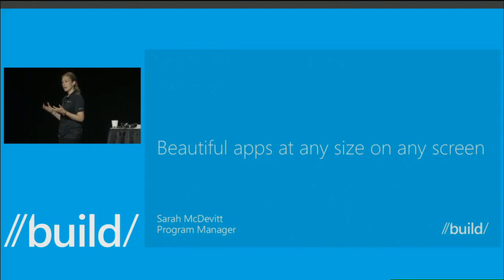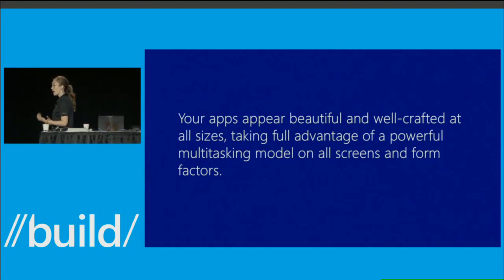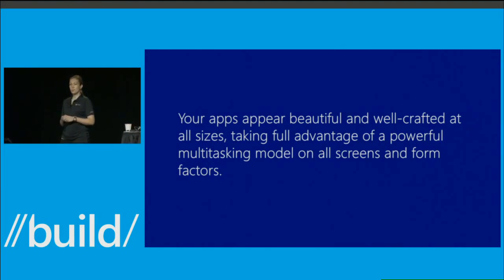And that, of course, is a combination of the new multitasking model in Windows 8.1, giving people a lot more flexibility about getting the content they want on screen, and the new high-resolution and new form factor devices that are being produced for Windows. So making this combination great depends on enabling our app developers and all of you to make your apps great within this system. So the goal here is that your apps are well crafted at any window size on Windows, on any screen or form factor, so that you can take advantage of the power of this multitasking model.